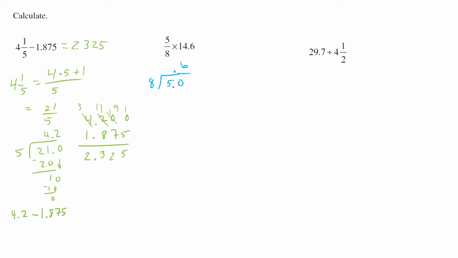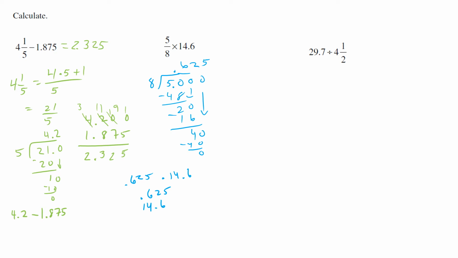If I multiply back, I'm going to get 48. Minus 48, 2. Put a 0 there, bring down the 0. 8 is going to go into 20 2 times, which is 16. 4, 0, bring that down. And then 5, multiply back will give us 0. So now our problem is 0.625 times 14.6. So remember, with the multiplication, we don't need to line up the decimals.